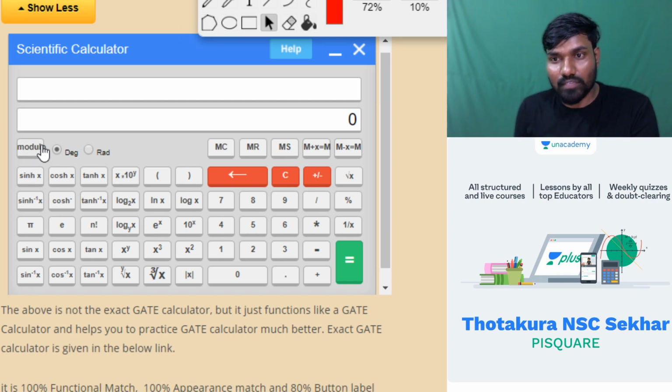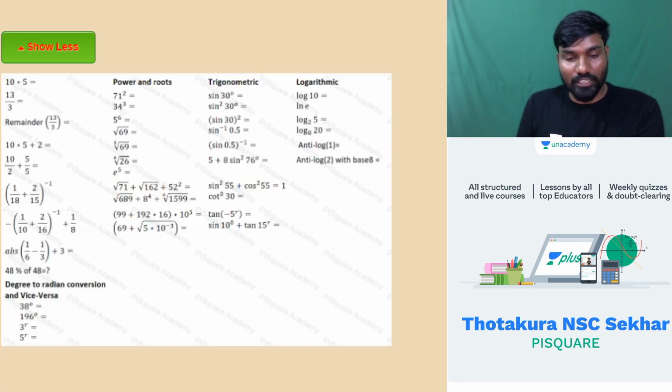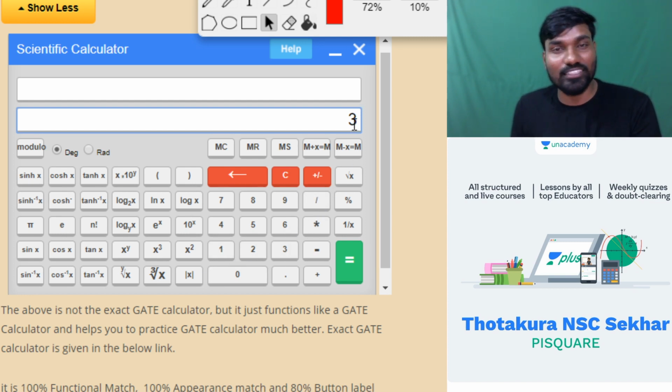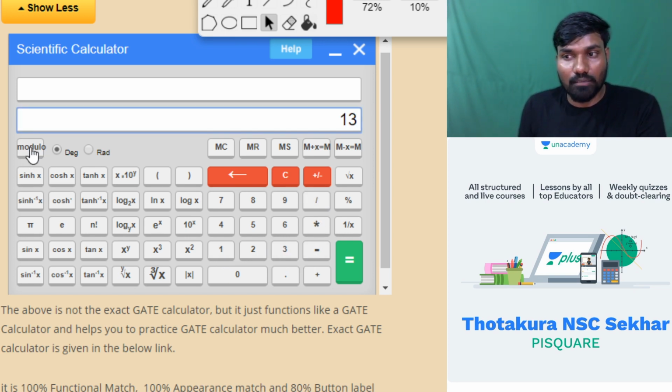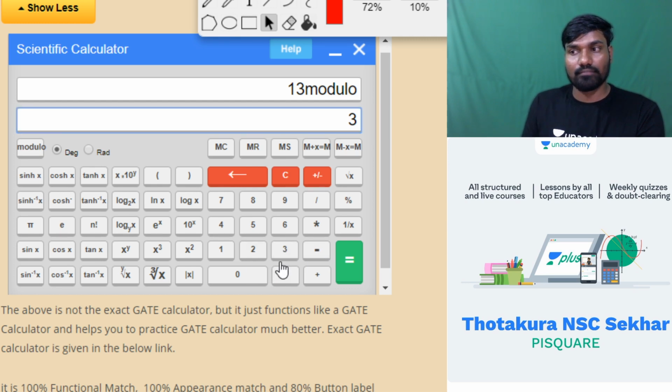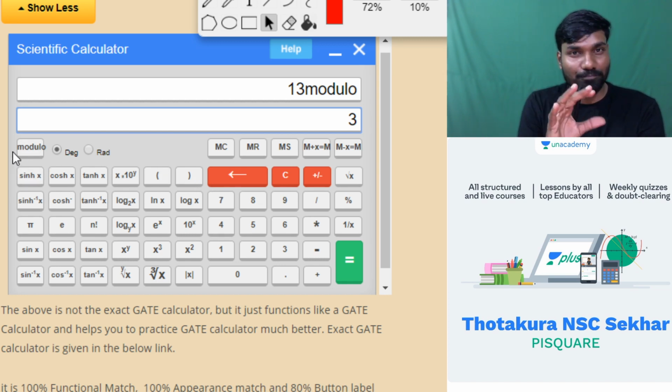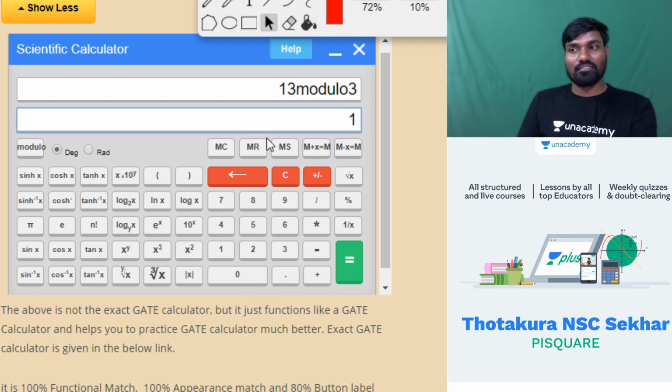So here, what do you see? Modulo. So modulo is here. Instead of pressing 13 by 3, you take 13, then hit modulo 3. I thought I entered 13 but I entered only 3, you should cross check. 13 modulo 3 gives the simple remainder, because modulo means the remainder. Equal to, at least twice. 13 by 3 remainder is 1.